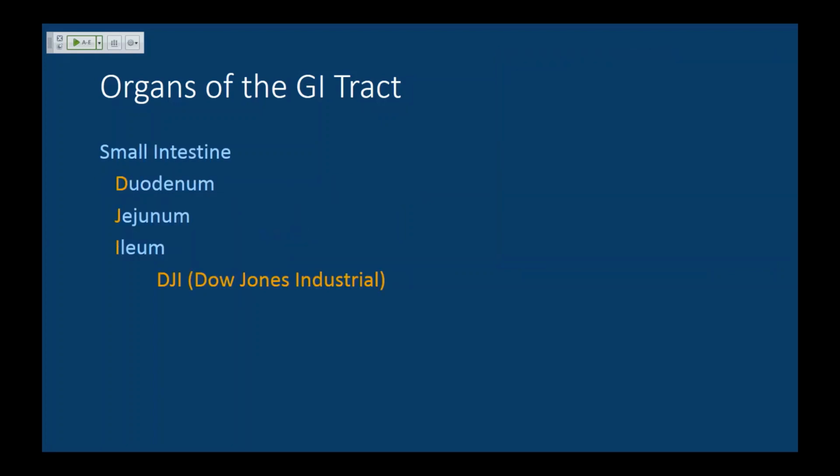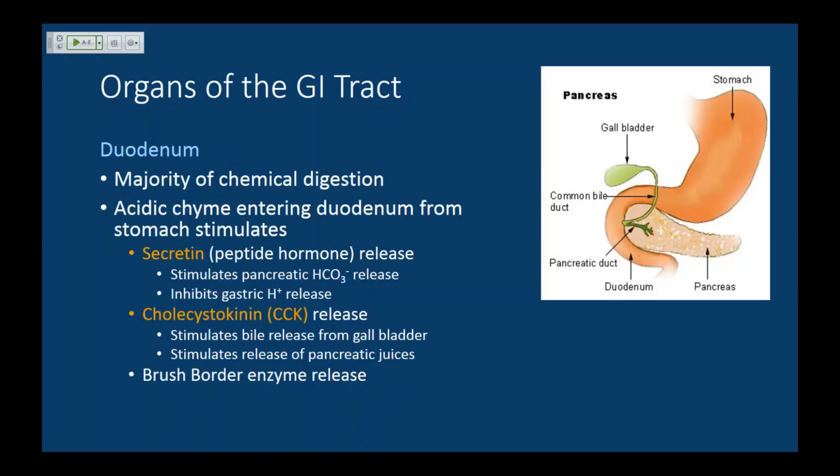After the stomach, we move into the small intestine. The small intestine is composed of, in order, the duodenum, the jejunum, and the ileum. I would remember it as Dow Jones Industrial or Dow Jones Index, if anybody ever pays attention to the stock market. So, duodenum, that's an important one.